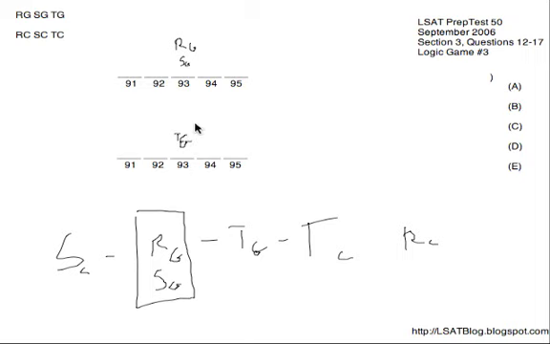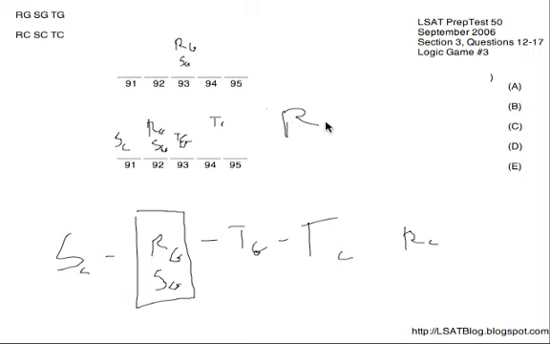Of course, we can flesh them out a lot more though. If TG occurs in 93, that means that RG, SG, and SC must occur earlier. So RG, SG is going to go on 92, and then SC will go on 91. And then in that bottom diagram, of course, TC could be either 94 or 95, so I'll just write that up here. And then RC is, of course, going anywhere at all.